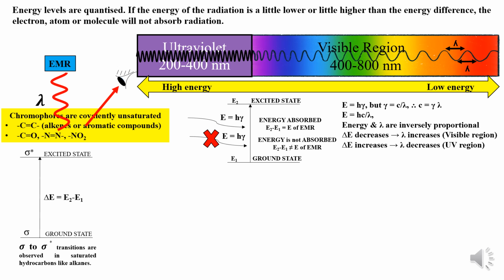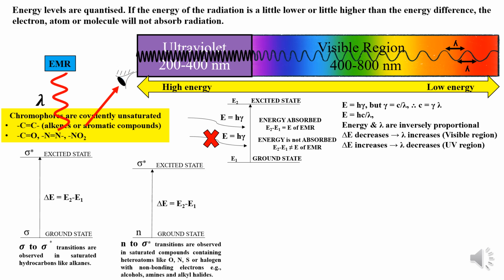Now the sigma to sigma star transitions are observed in saturated hydrocarbons like alkanes. N to sigma star transitions are observed in saturated compounds containing heteroatoms like oxygen, nitrogen, sulfur or halogen with non-bonding electrons. You will find this type of transition in compounds like alcohols, amines and alkyl halides.